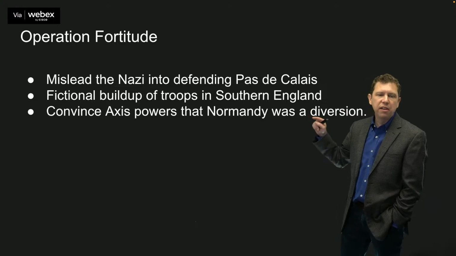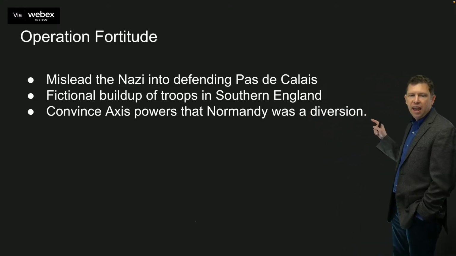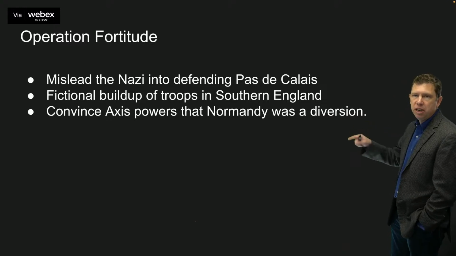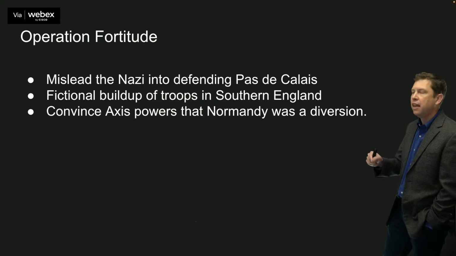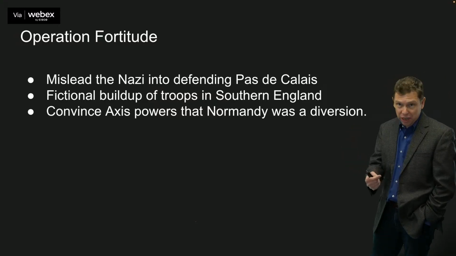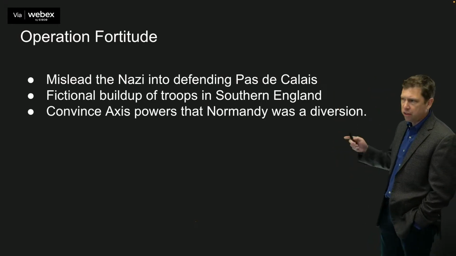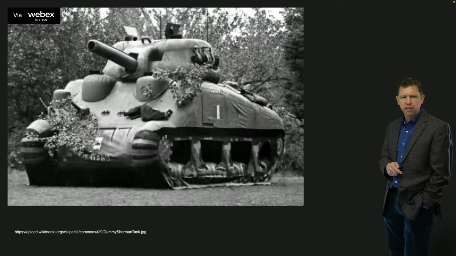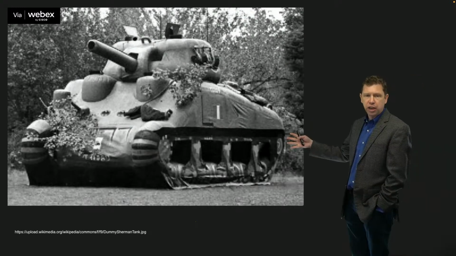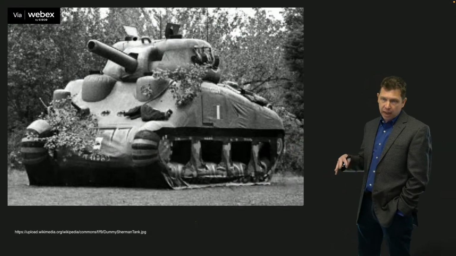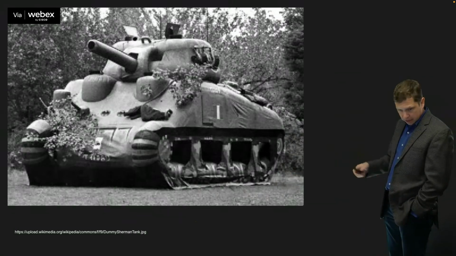They created a fictional buildup of troops in southern England, and they were going to convince the Axis powers that Normandy was a diversion. So the actual thing they were doing, attacking Normandy, they were going to let them know that they were attacking Normandy, and then say, but it's a diversion. Watch out, they're going to be attacking up north at the Strait of Dover, I believe. So they built up all this, this is an inflatable tank. And they put these inflatable tanks out where Germans could see them to assume they were building up in this other place, not in Normandy.